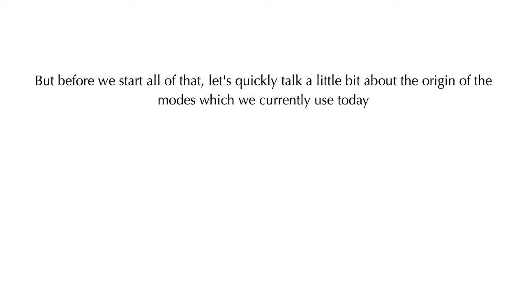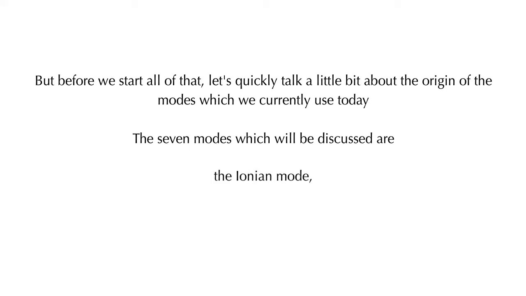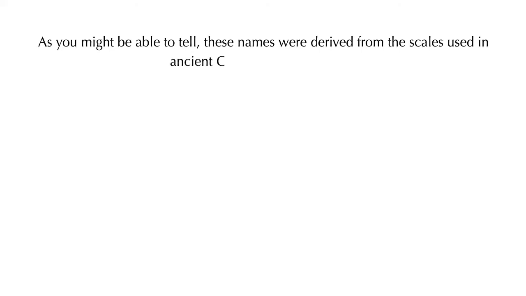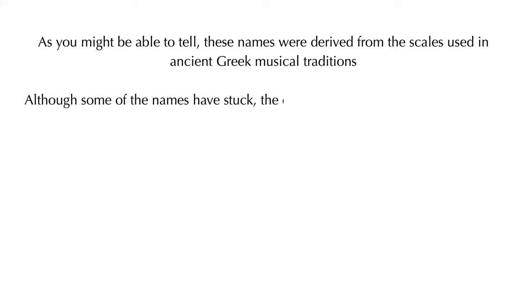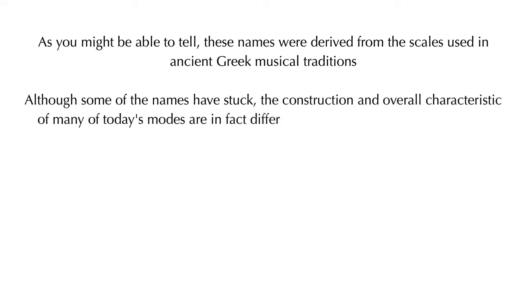The 7 modes which will be discussed are the Ionian mode, the Dorian mode, the Phrygian mode, the Lydian mode, the Mixolydian mode, the Aeolian mode, and the Locrian mode. As you might be able to tell, these names were derived from the scales used in ancient Greek musical traditions. Although some of the names have stuck, the construction and overall characteristic of many of today's modes are in fact different from those of the ancient Greeks.